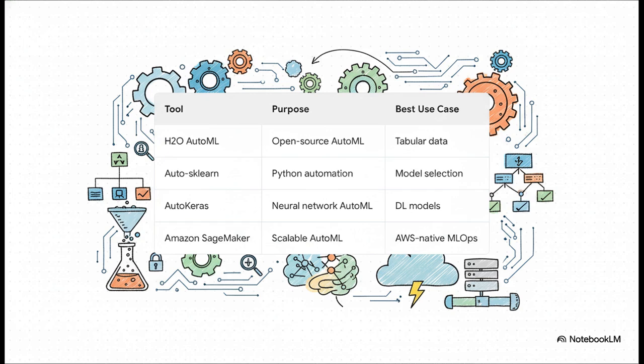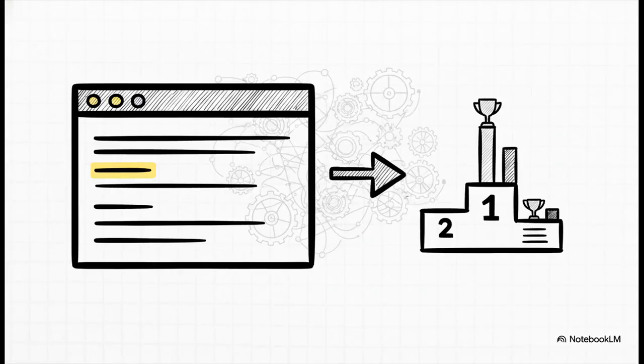There are fantastic open source tools like H2O, which is amazing for your standard tabular data. You've got Python native libraries like Auto-Sklearn for when you want a bit more control. If you're doing deep learning, something like Auto-Keras is your go-to. And then you have the huge cloud platforms like Amazon SageMaker that give you incredible scale right out of the box. Now what's really wild is how simple this can be. I mean, just look at this code.